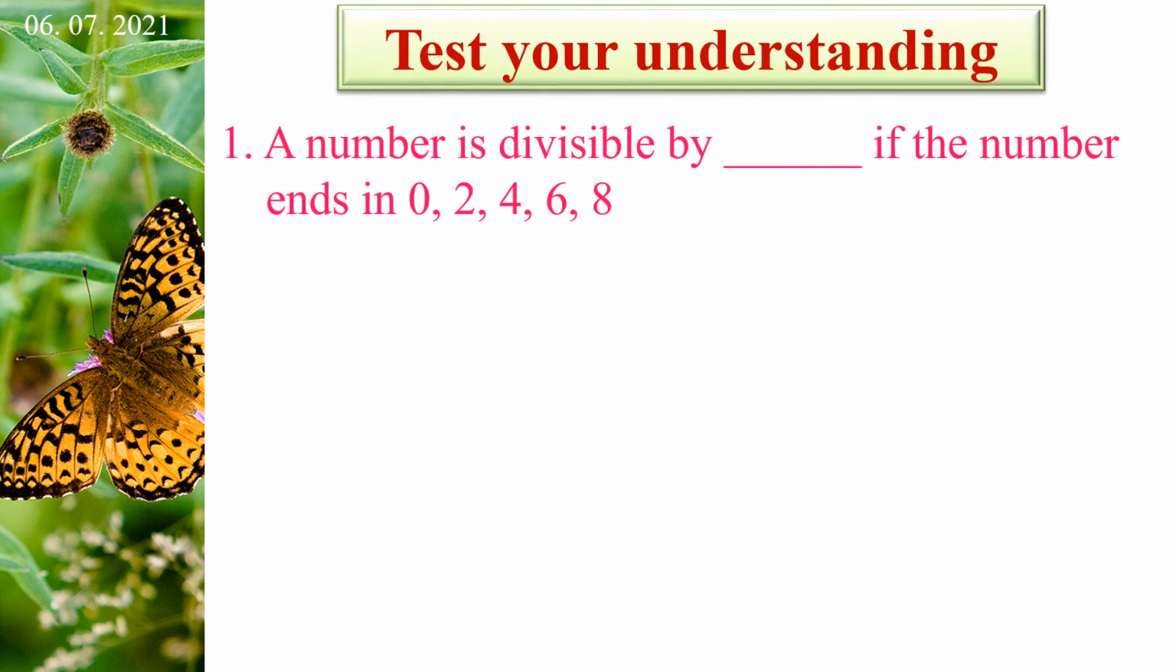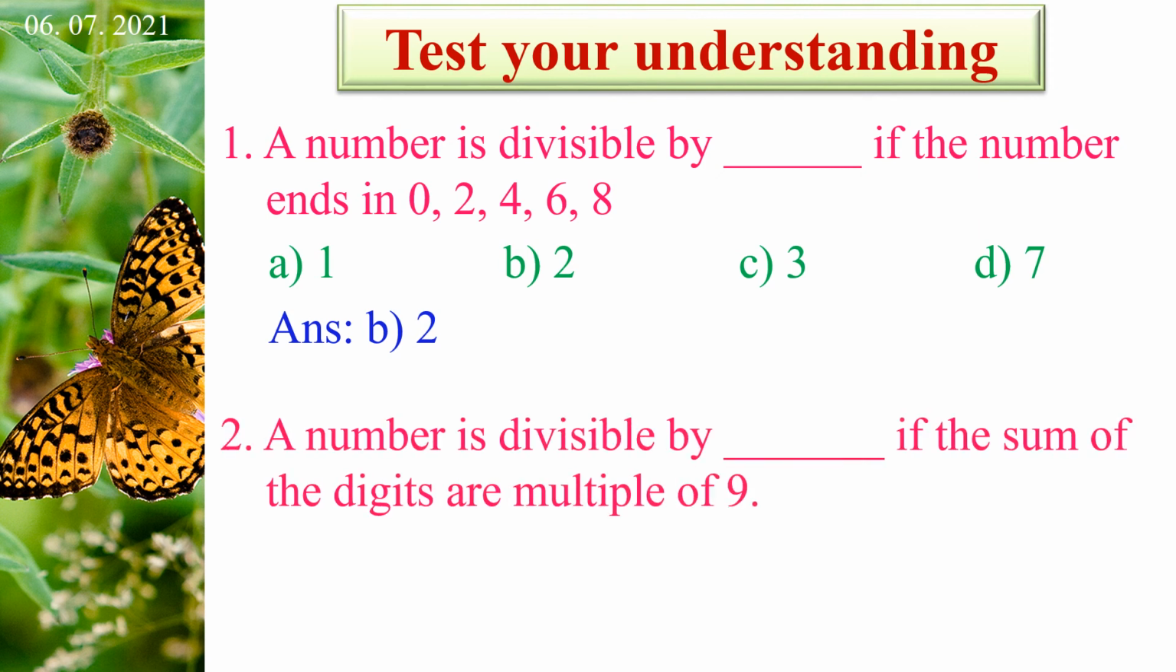Now coming to test your understanding. First question. A number is divisible by dash if the number ends in 0, 2, 4, 6 and 8. The given options are 1, 2, 3 and 7. What is the answer? Very good. A number is divisible by 2 if the number ends in 0, 2, 4, 6 and 8.